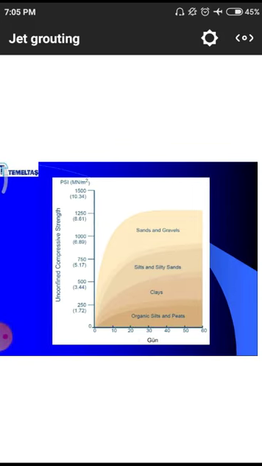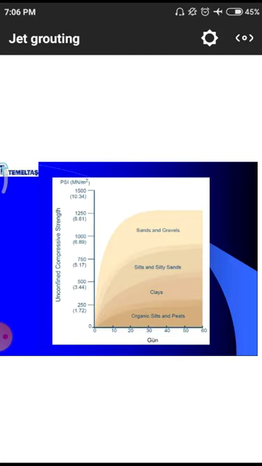Here also different kinds of soils are there. For each kind of soil, what is the strength we are obtaining by using these jet conditions? First of all, we are having organic silts and peats. They are having some lesser values, starting from 0 to 250, and after that we are having clays, then silts and silty sands, and the last one is sandy soils and gravels. The most strength will be obtained in these sandy soils and gravel soils.